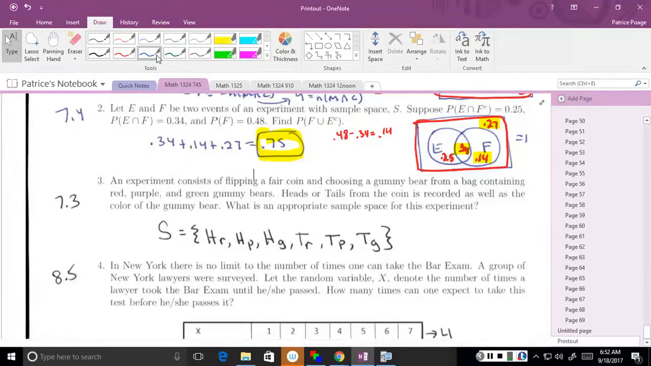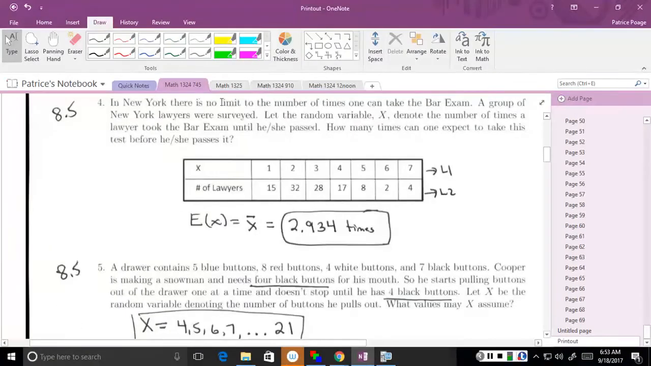An experiment consists of flipping a fair coin and choosing a gummy bear from a bag containing red, purple, and green gummy bears. Heads or tails from the coin is recorded as well as the color of the gummy bear. What is an appropriate sample space for this experiment? A sample space is the set of all possible outcomes. And so I write my S equals the set containing. So I'll go through the scenario of the coin could land on heads, and I could get a red gummy bear. So heads red, heads purple, heads green, or it could land on tails. So tails red, tails purple, tails green. Those are all possible outcomes of this experiment.